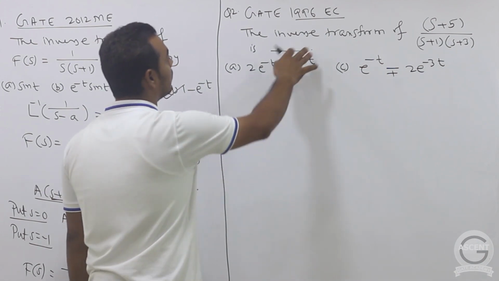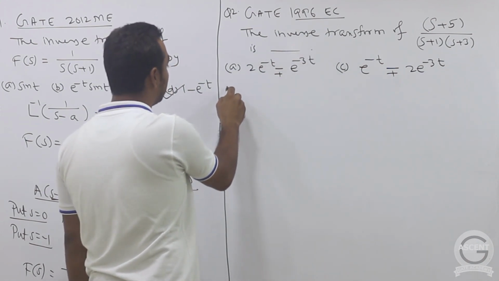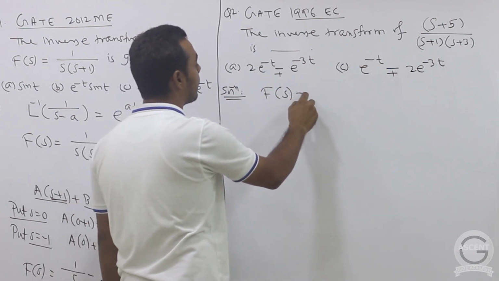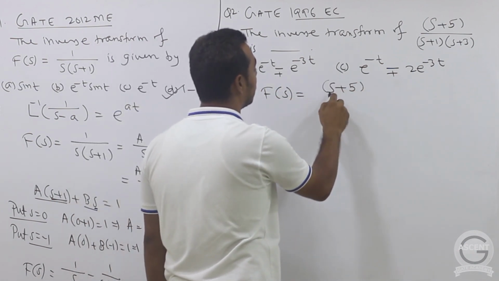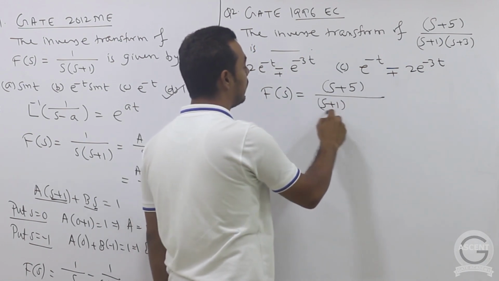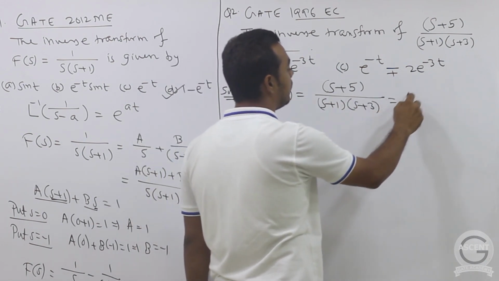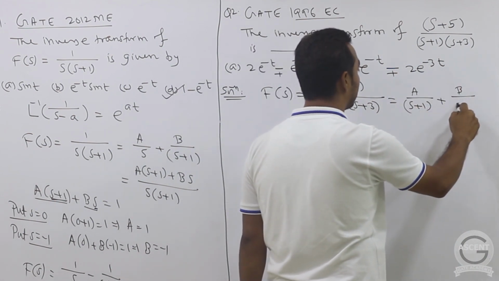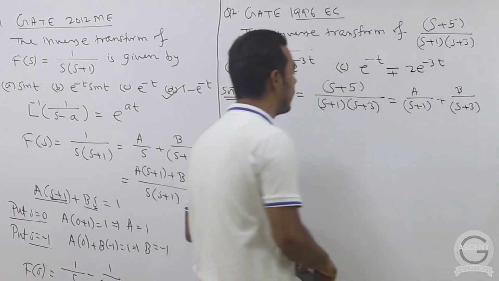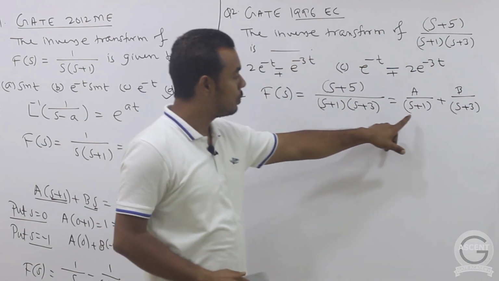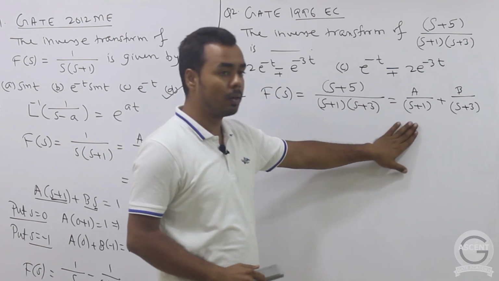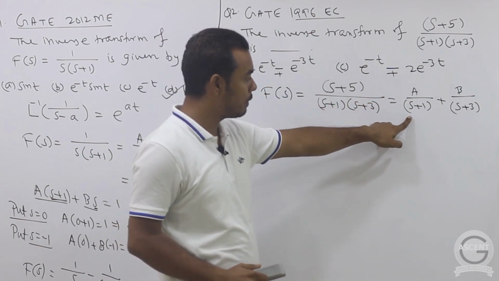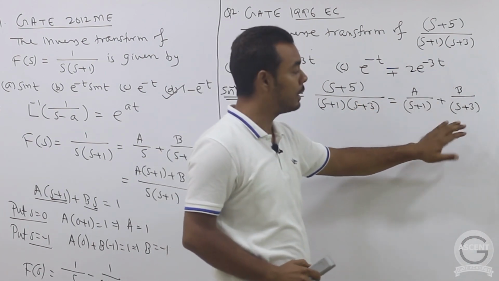Now after this we have another problem, this was asked in GATE 1996. So here also we have to do the same thing. Our F(s) is (s plus 5) by (s plus 1) into (s plus 3). So this we can write as a by (s plus 1) plus b by (s plus 3). This thing is called partial fraction. We have to separate the denominator. Here you have product of two linear factors, so we have to write some constant by the first linear plus another constant by the second linear.